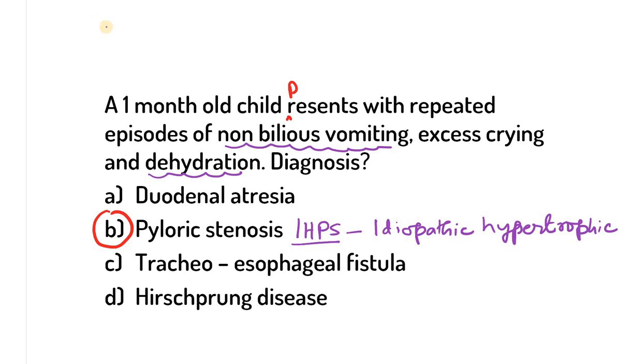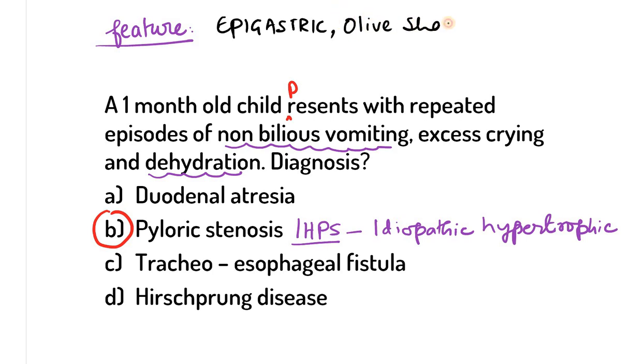What are the other features in addition to vomiting? Because of an obstruction due to pyloric stenosis, there could also be distension of the stomach. So it results in a mass above the umbilicus, in the epigastric region. We call it an epigastric swelling. And what is the classical shape of the swelling? It's an olive shaped swelling.